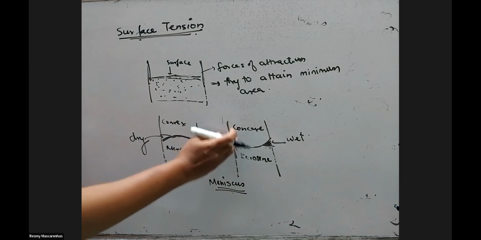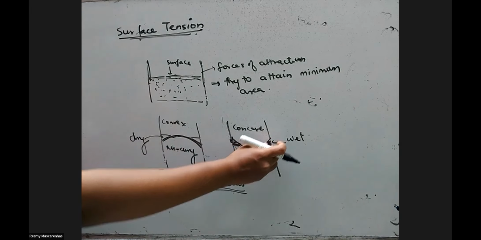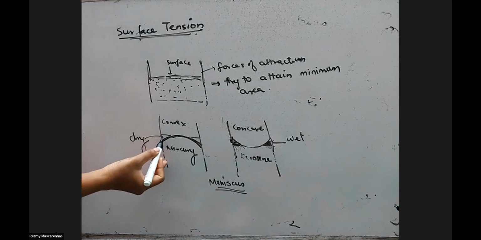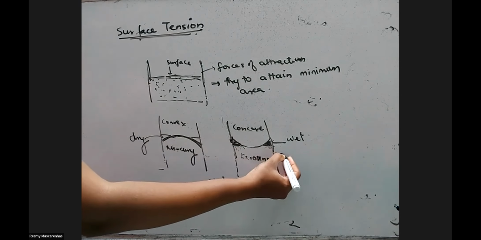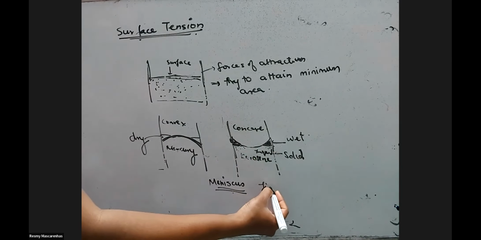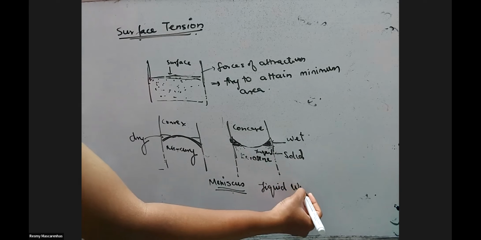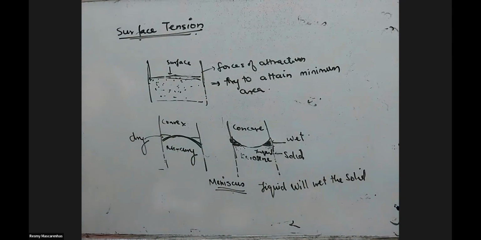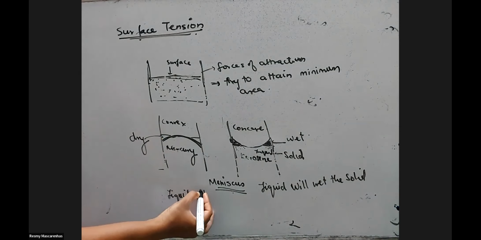Here the fluid is coming and sticking to this surface, so this surface will become wet, but over here the fluid molecules have run away, so this will be left dry. This is the solid, this is the liquid. Here the liquid will wet the solid. Here the liquid will not wet the solid.